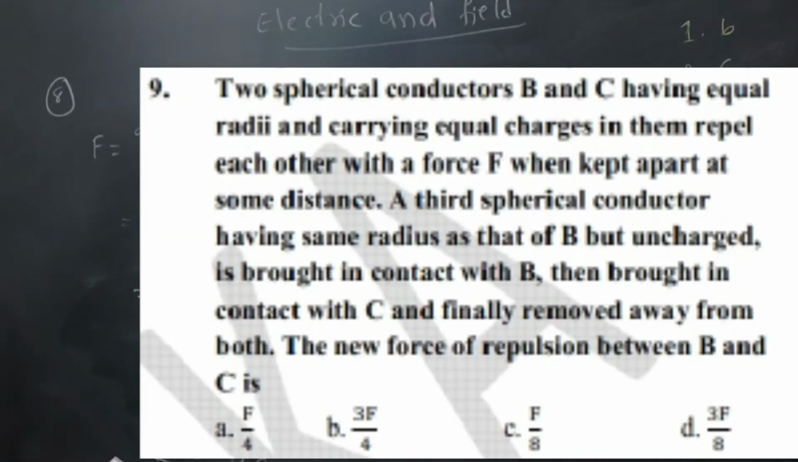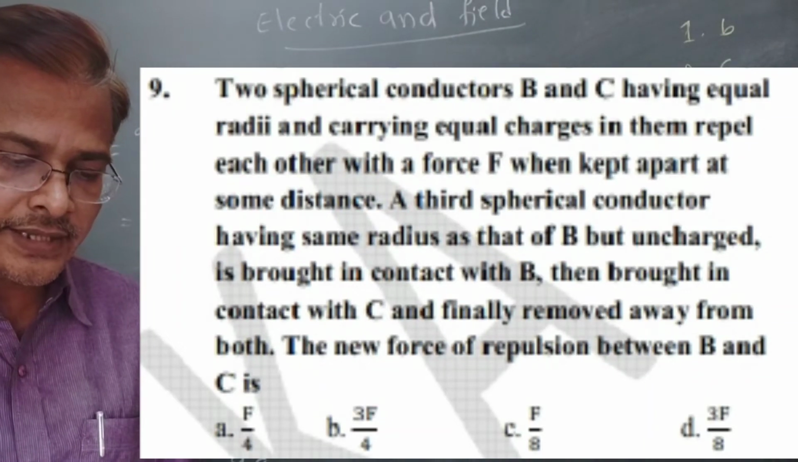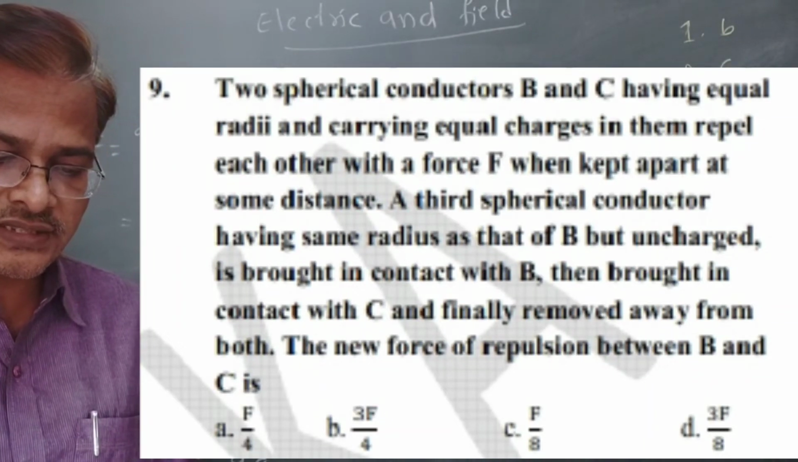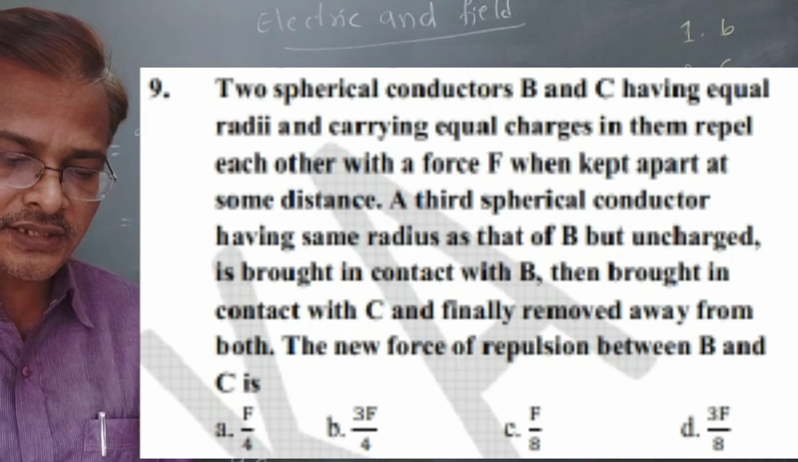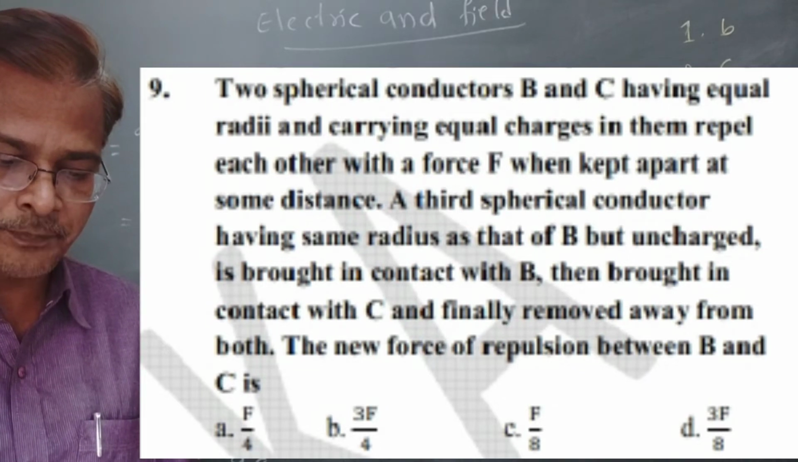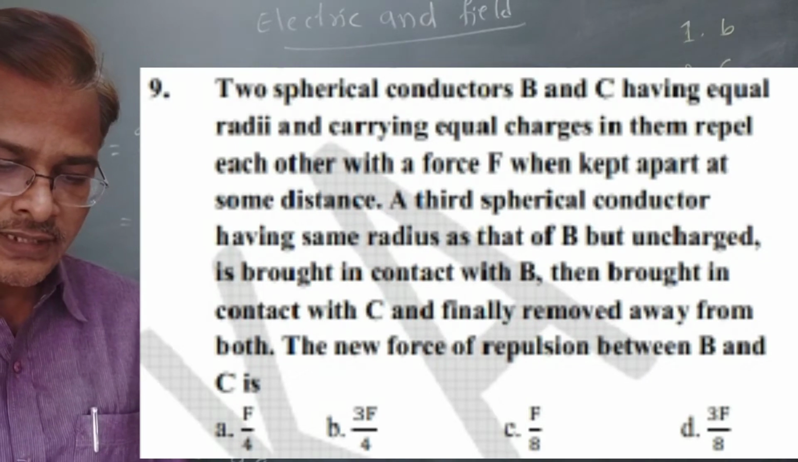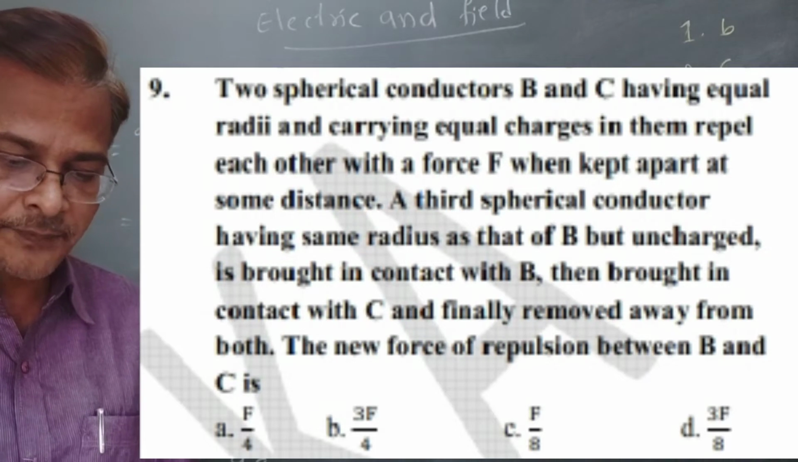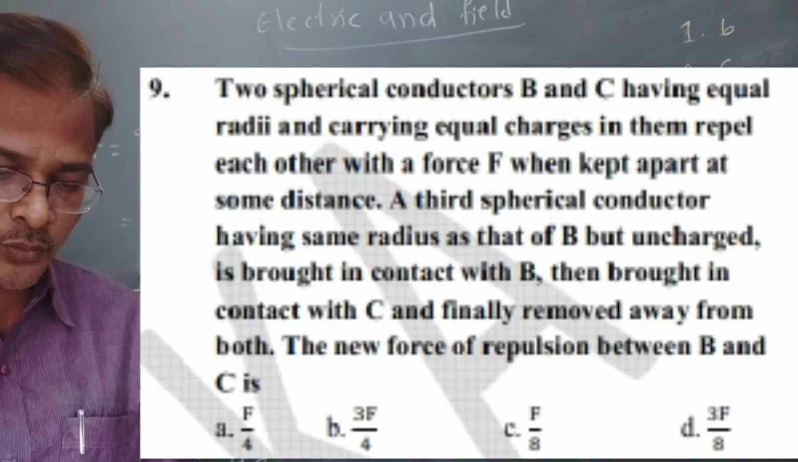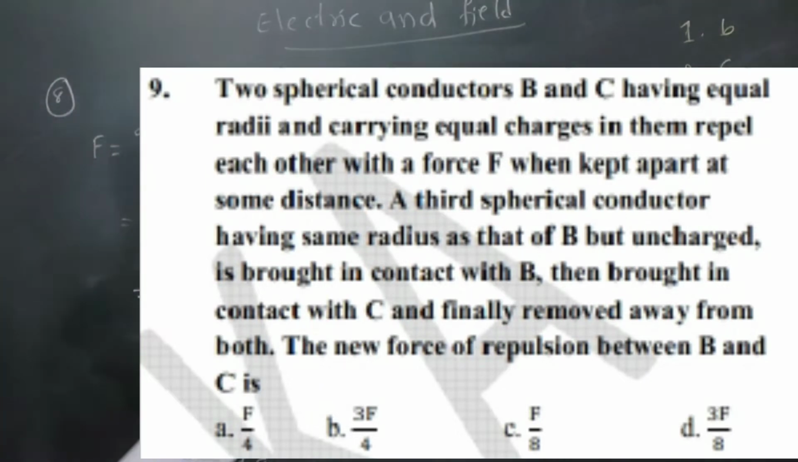Two spherical conductors B and C having equal radii and carrying equal charges repel each other with a force F when kept apart at some distance. A third spherical conductor having the same radius as that of B but uncharged is brought in contact with B, then brought in contact with C, and finally removed away from both. The new force of repulsion between B and C is?